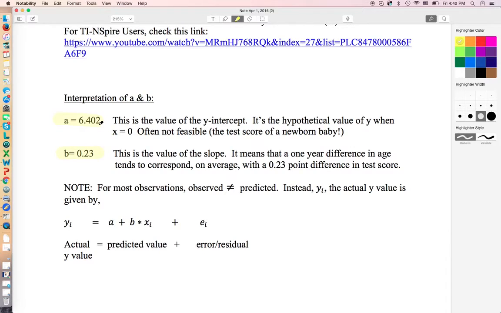So it's good to know what it means, but it's really nowhere near as important as understanding the slope. The y-intercept is kind of, again, an anchor point for the line. It's just placing it in the right spot so that the slope is relevant. The slope is really what we care about, and in this case, that's 0.23.